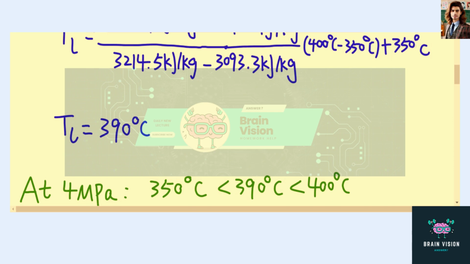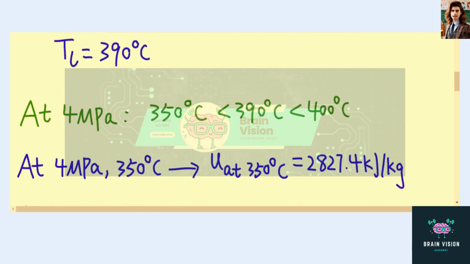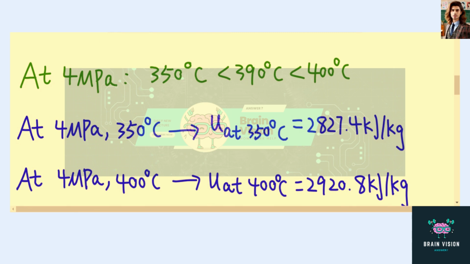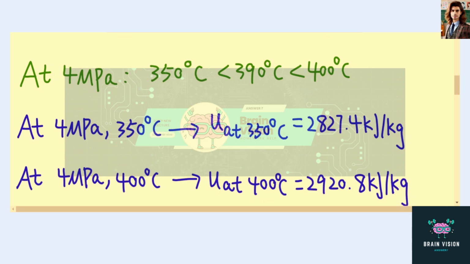So therefore, we can determine the internal energy of the steam in the supply line. We still use the same table with the same section. So at 4 megapascal, the temperature 390 degrees Celsius is lying between 350 degrees Celsius and 400 degrees Celsius. So at 4 megapascal and 350 degrees Celsius, the corresponding internal energy is 2827.4 kilojoule per kilogram. And at 4 megapascal, 400 degrees Celsius, the corresponding internal energy is 2920.8 kilojoule per kilogram.